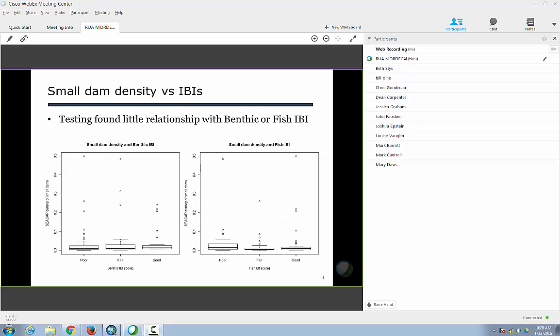All right. Any questions about that before we move on to the next indicator? Okay. Can you review the y-axis? Yeah. On the y-axis, this is density of small dams. These are the small ones that weren't mapped in CCAP.